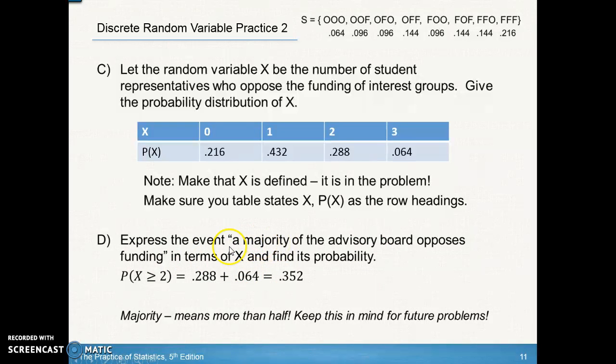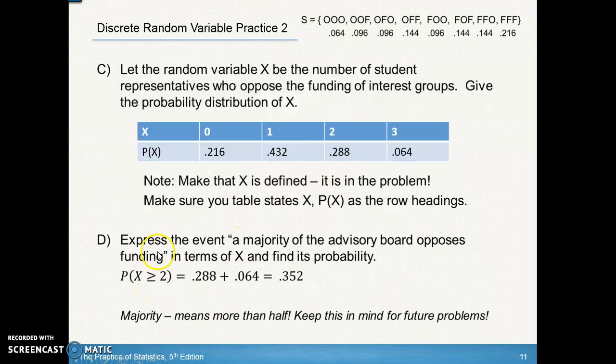So please keep in mind that a majority means more than half. So if it's 50%, that's going to be greater than or equal to 50%. So you have to understand what a majority means. In this case, a majority is going to be 2 or more. So when we say the probability that X is greater than or equal to 2, we know that X was defined as the number of student representatives who oppose the funding. Okay, so 2 or more oppose the funding.